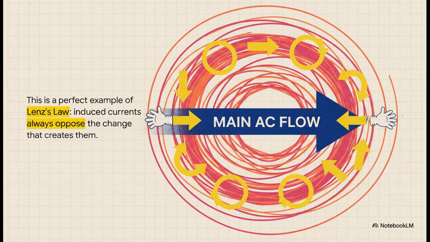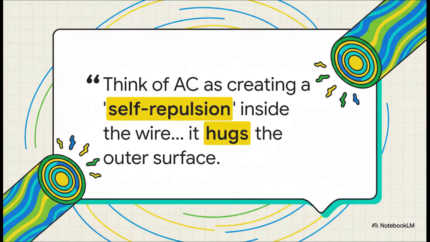You know what's so cool is that this is a perfect real-world example of a fundamental physics principle called Lenz's law. It basically says that nature doesn't like change. So when you induce a current, it's always going to flow in a way that fights the very change that made it. The eddy currents are fighting the main current, and that fight is happening most intensely right at the core of the wire.